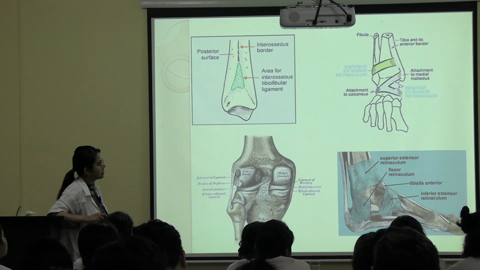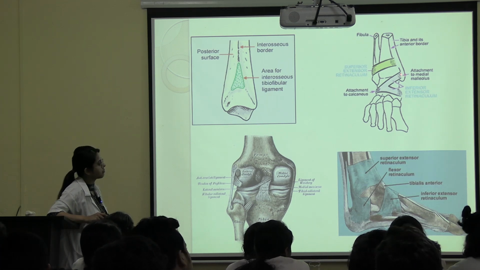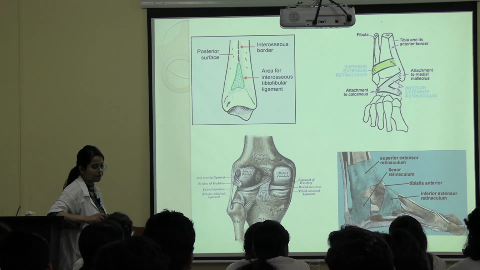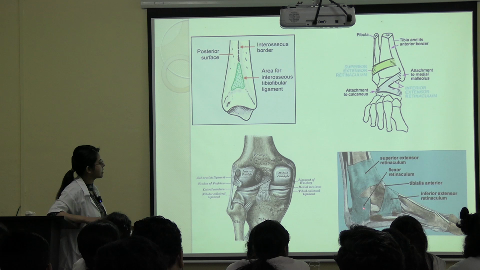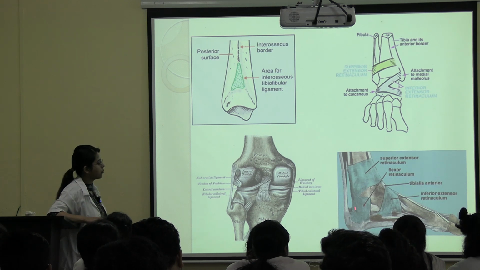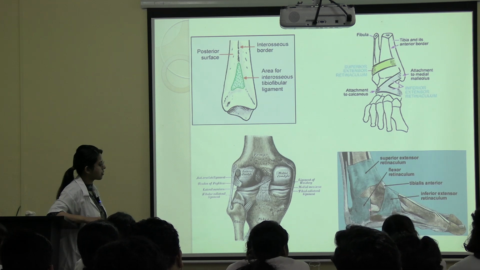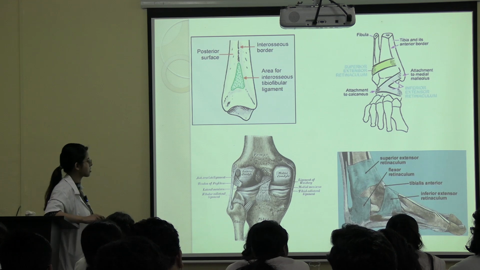This is the medial malleolus. So it is attaching on the anterior surface of medial malleolus. And this is the flexor retinaculum on the posterior. You can see this medial malleolus here. This is attaching on the posterior surface, present on the back side. So it will attach on the posterior surface of medial malleolus.